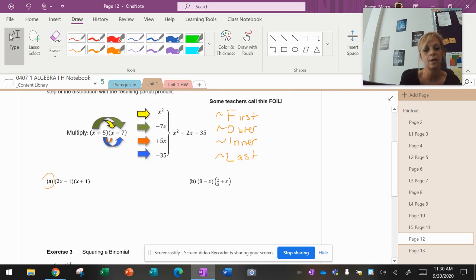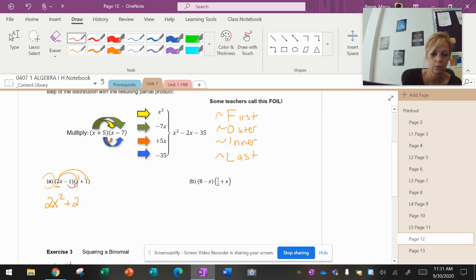All right, so when we say FOIL, if I look at A here and I see 2x minus 1 and x plus 1, and I see two binomials multiplied, you can do FOIL. So FOIL starts with F, first, which means you take the first two and you multiply them. So 2x times x is 2x squared. O stands for the outer. So the 2x and the outer 1 are multiplied. So the outer numbers: 2x times 1 is 2x. I, inner. So then you come here and you do the inner.